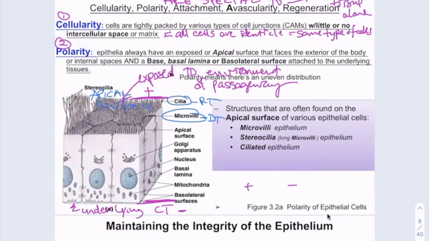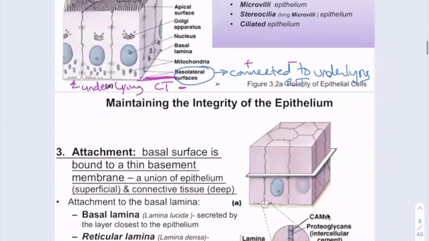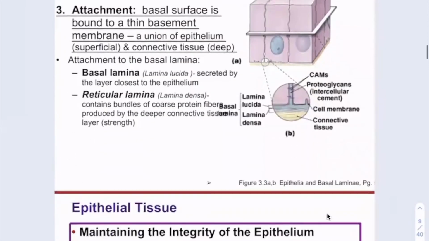And then the basolateral surface is connected to underlying connective tissue, okay? So they're completely different. That's polarity, difference on two sides.